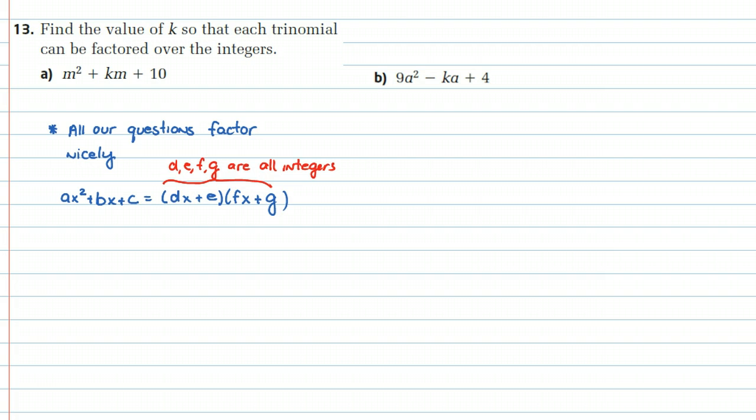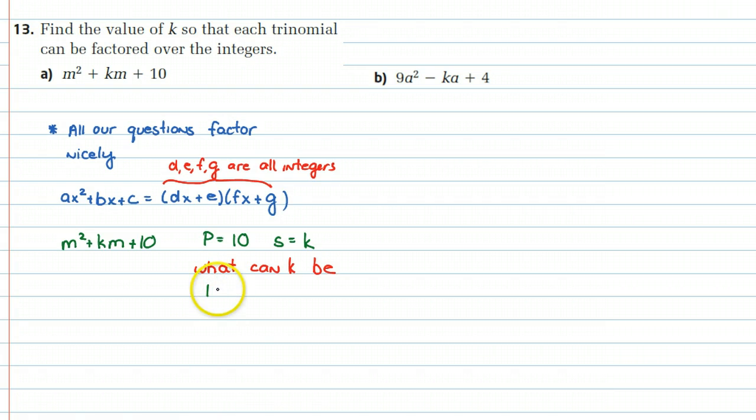So if I take this question here, I have m squared plus km plus 10. I know my product is going to be 10 and my sum is going to be k. So then I ask myself, what can k be? And remember, I want this to factor nicely. So I start saying, okay, well, what numbers multiply to give me 10?